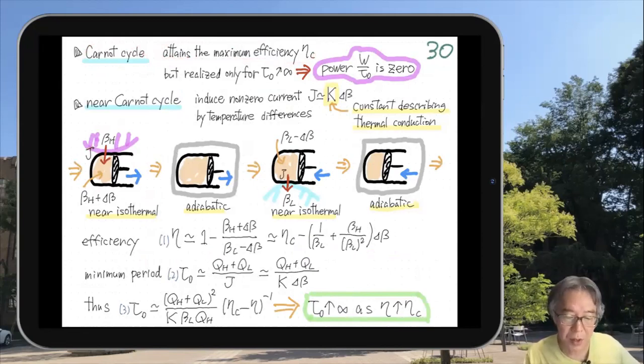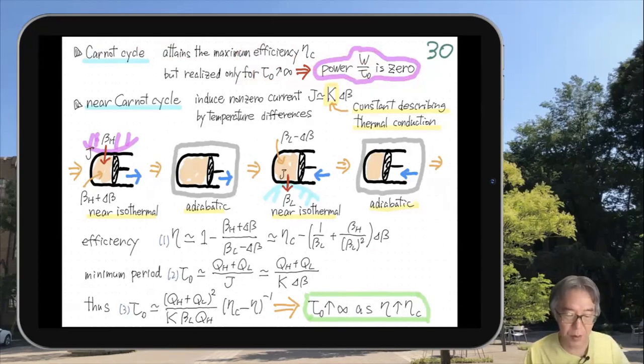But any Carnot cycle is realized only in the quasi-static limit where the period tau naught diverges. And then since W is finite and tau naught is infinite, this power is vanishing. It's just 0. So it's a very efficient engine. It has the maximum efficiency that we can desire, but it has the smallest power that we can think about. It has 0 power. So this is totally useless. So let's think about something else.